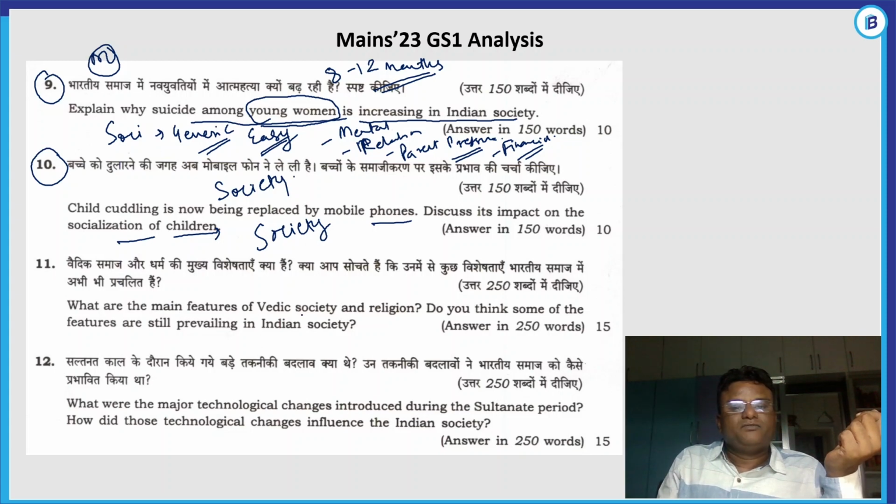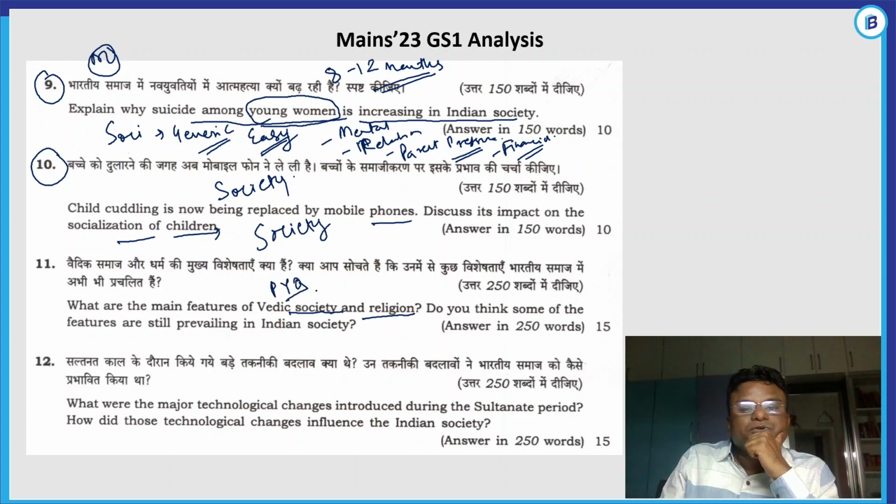Next, what are the main features of Vedic society and religion? Now, there have been many PYQs. You should be able to write this, but see this, right? So I would call this ancient history or society to modern society. Look at the breadth of this question, right?